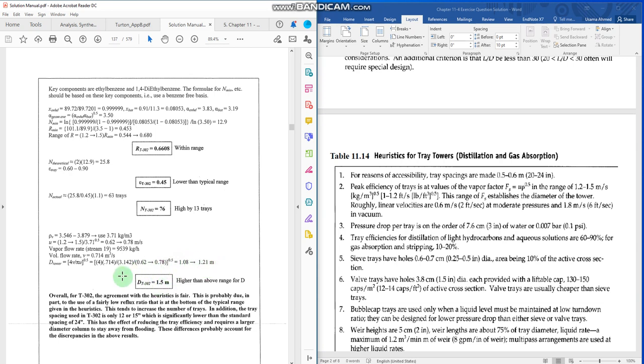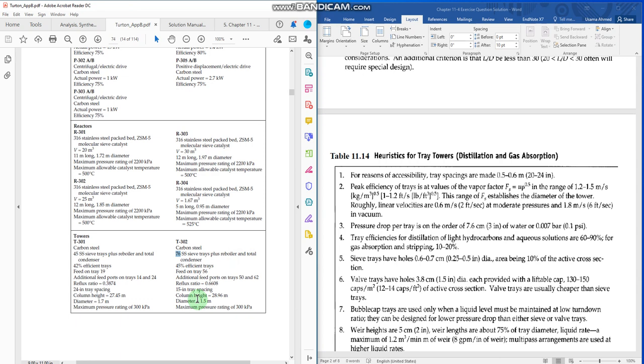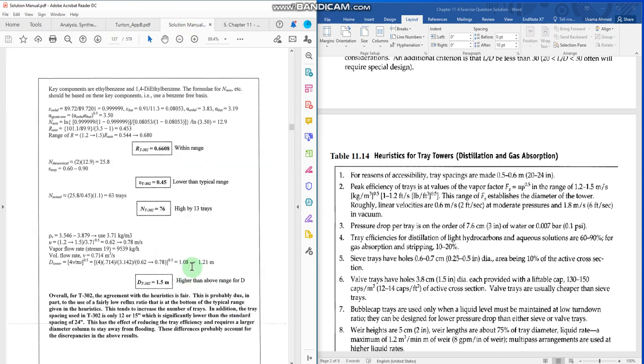And from the actual results, we have seen that the actual diameter is 1.5. Here it is mentioned that the diameter is 1.5. In our case, we get it from 1.08 to 1.21 meter. Now some of the results are in good agreement with the heuristics and the actual result, but some of the results are fluctuating. So we will see some of the reasons here.